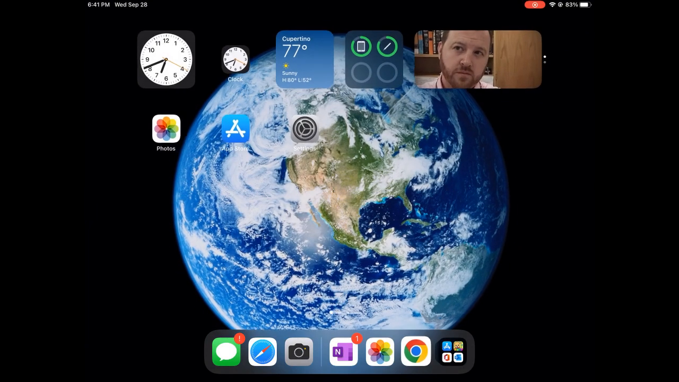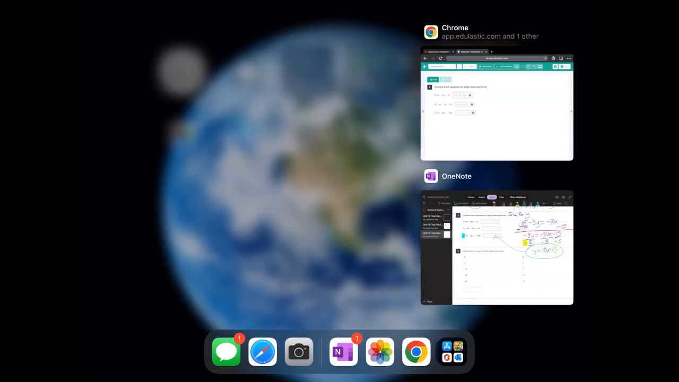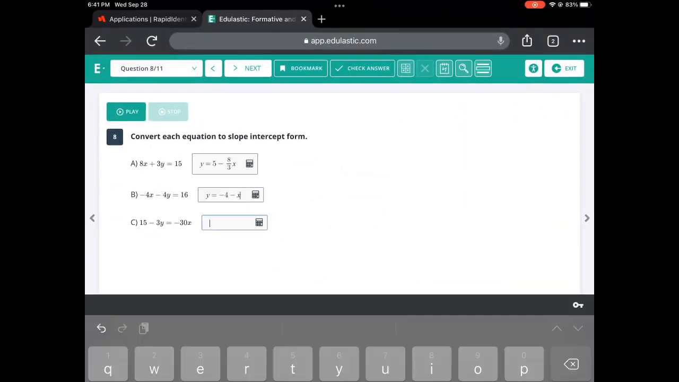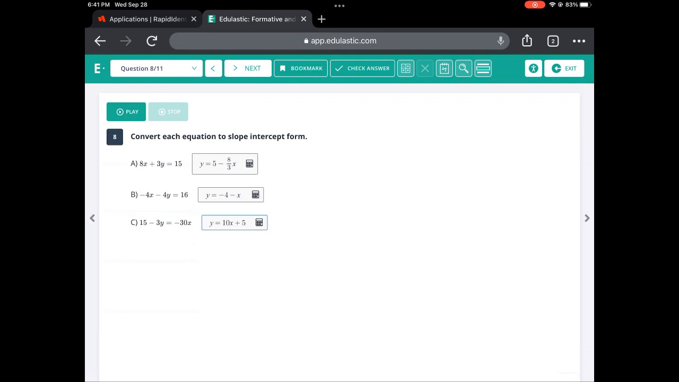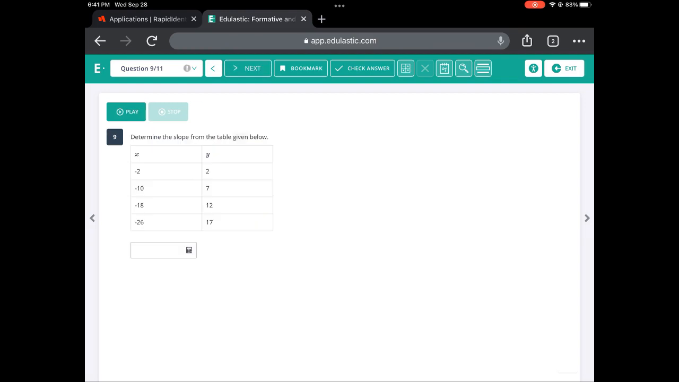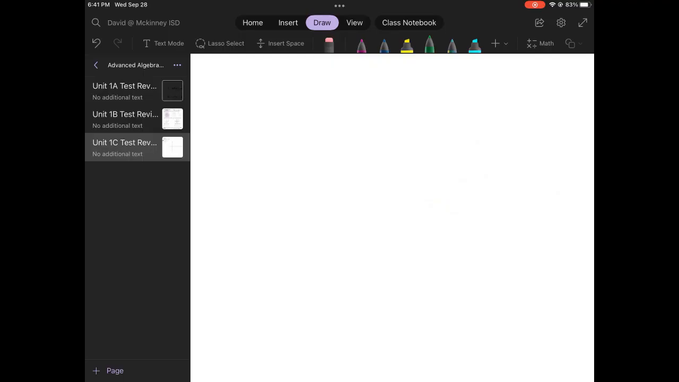I'm going to switch over to Edge Elastic at this point. There's a little shot of my home screen. Struggling with my iPad a little bit. I'm going to go in and type this equation in. In this case, I'm doing it blind. Hopefully this ends up being good. You won't have to type it blind. On the computer, you'll have more space than I have here. I get y is equal to 10x plus 5. Let's move on to problem number 9.